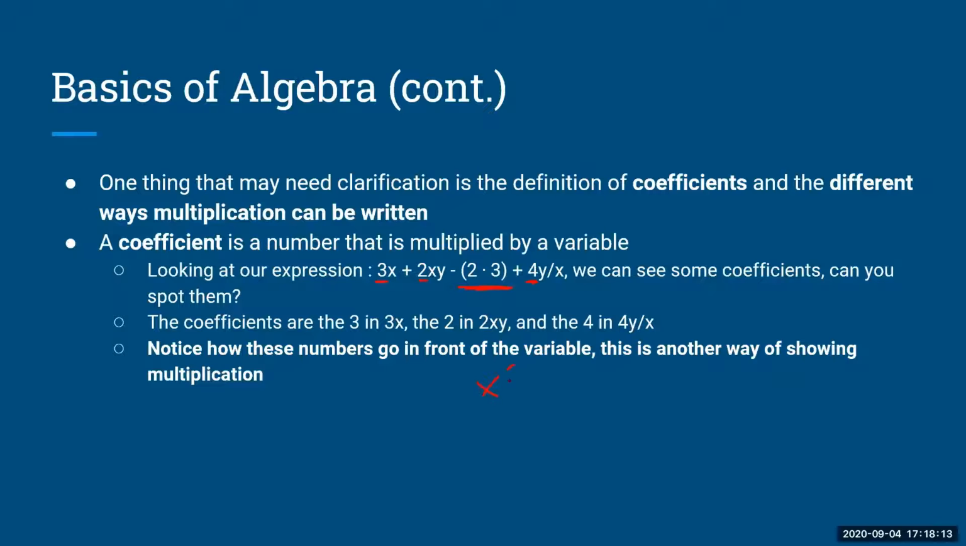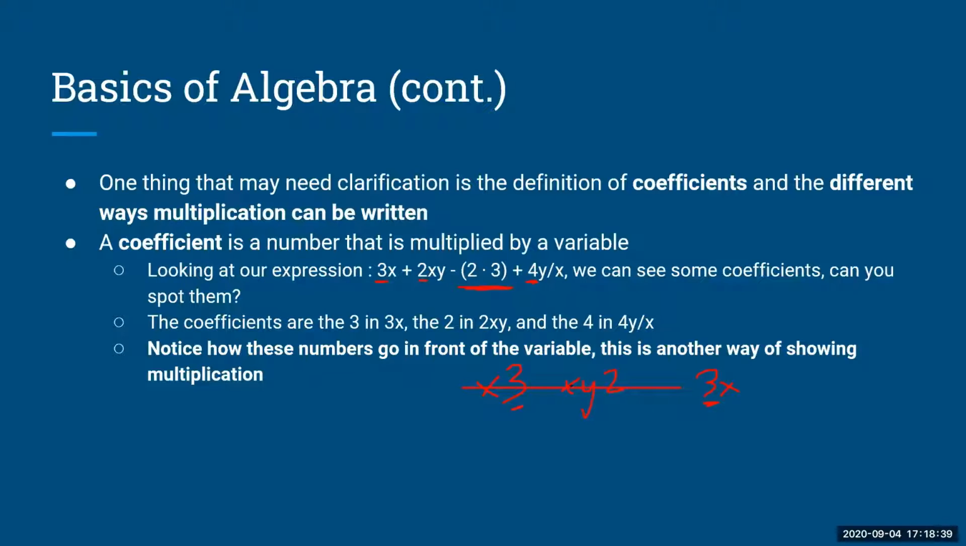Notice how they go in front of the variable. No one writes x3, y2, xy2. No one writes that. If you write that, it's going to be really unclear. Don't write that. Why though? What is a coefficient again? A coefficient is a number that is multiplied by a variable. So if you had 3x, the 3 is the coefficient of the x.